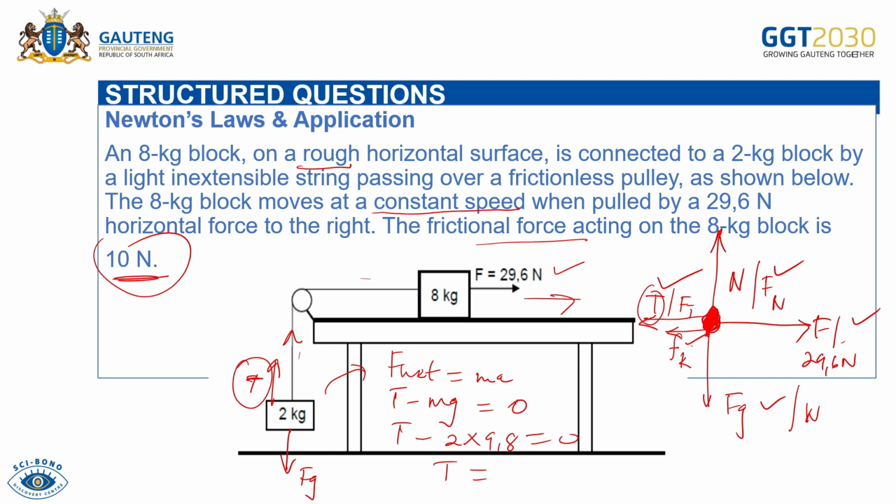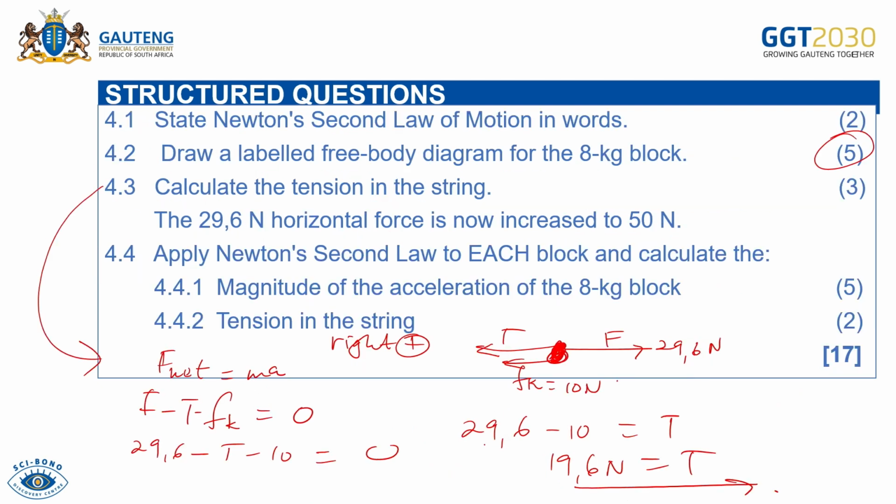What is 2 times 9.8? It is 19.6. So it's 19.6 newtons. Whether I'm using the 2 kilogram object or the 8 kilogram object, the tension is still 19.6. So remember, if tension is 19.6 here, even for the 8 kilogram block, the tension is going to be 19.6. So we got 19.6 for the tension.